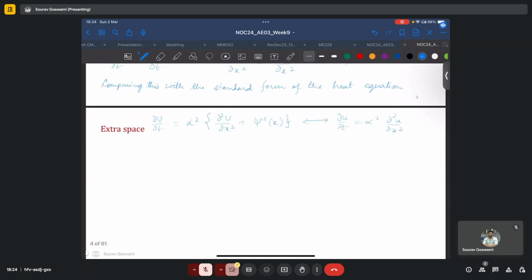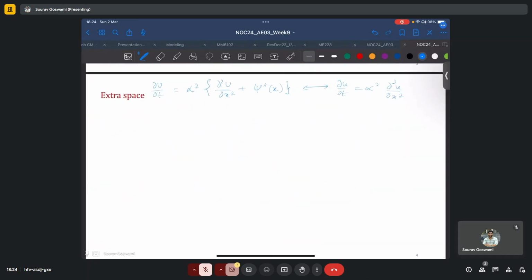And we need to take care of that. Let us work with the assumption that psi double prime of x is 0, which would imply that psi prime of x is a constant. Let us say that is d1, which would imply that the function psi has the form d1 x plus d2, where d1 and d2 are both constants.